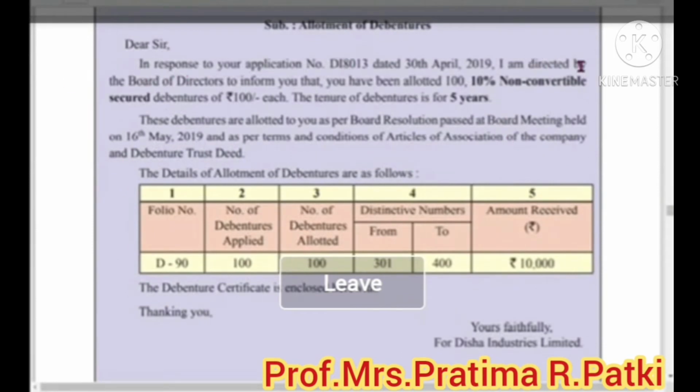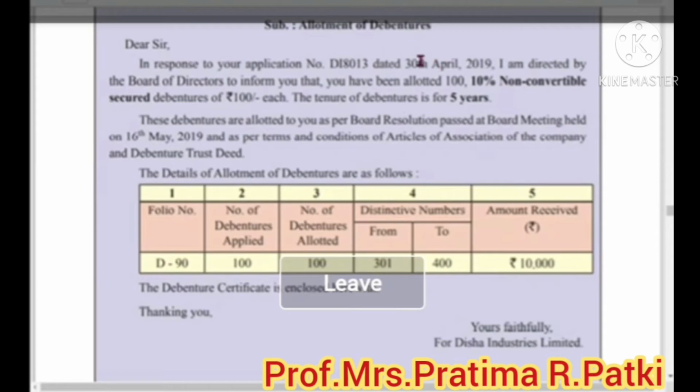Now let us discuss the most important part, that is the body of the letter. Now in the introductory para, what are we informing the investor? In response to your application. So you're writing in response to your application number. The number on the application, what the company has specified, that number he has put up. You can write any number over here.